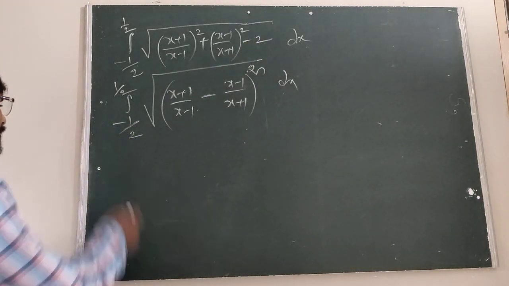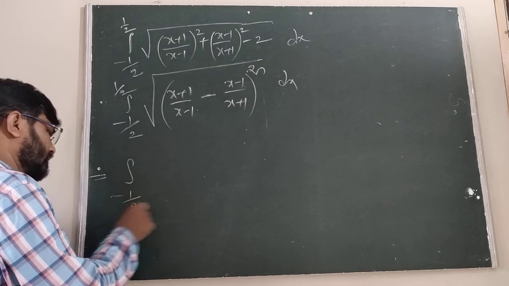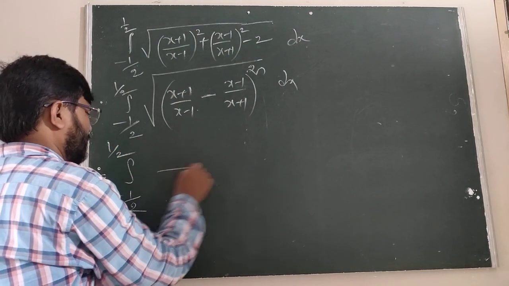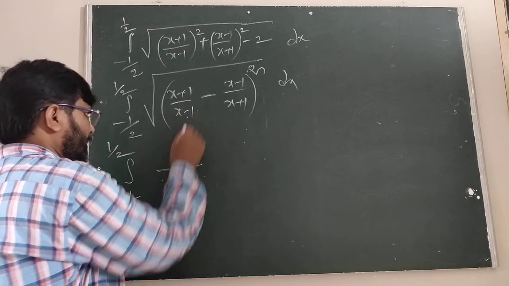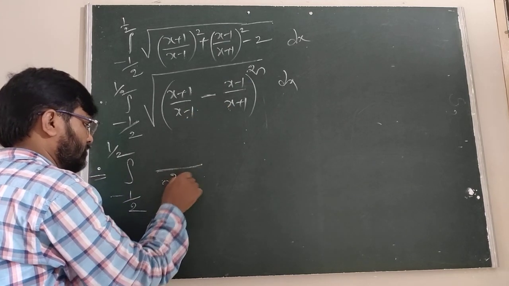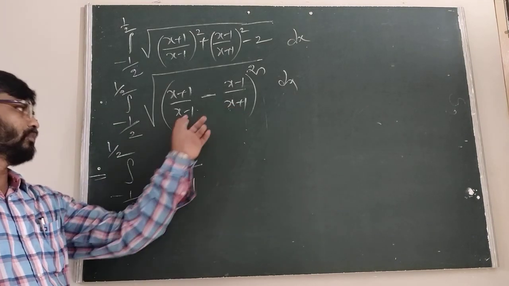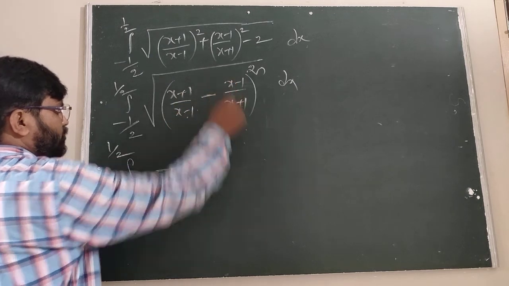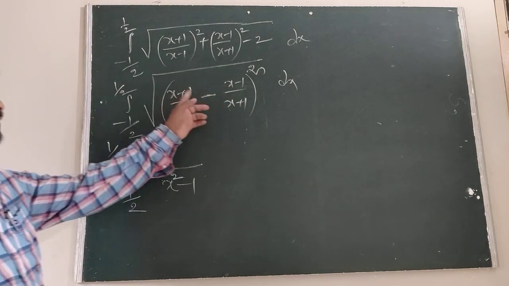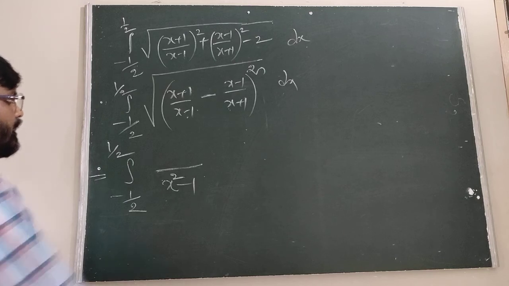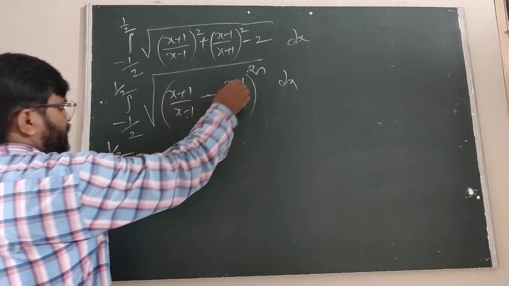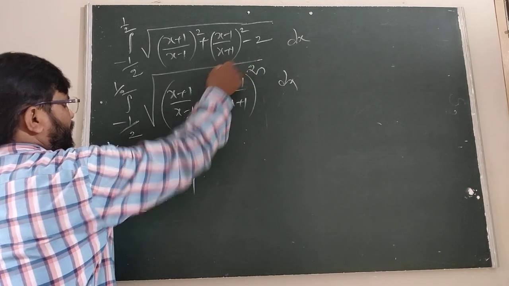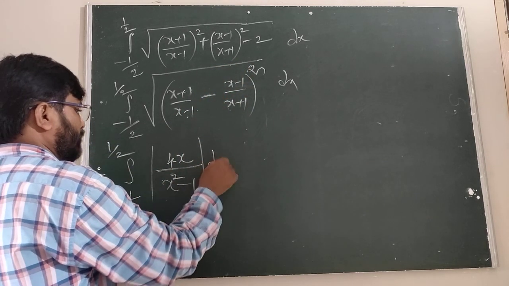Now we can write the integral of minus 1 by 2 to 1 by 2. When you are taking the LCM, a minus b into a plus b is a square minus b square. Now this is x plus 1 whole square, this is x minus 1 whole square, a square b square cancel. There is 2ab, 2x, minus of minus plus 2ab, that is 2x. This is 4x, the square and under root cancel, we are taking the modulus.